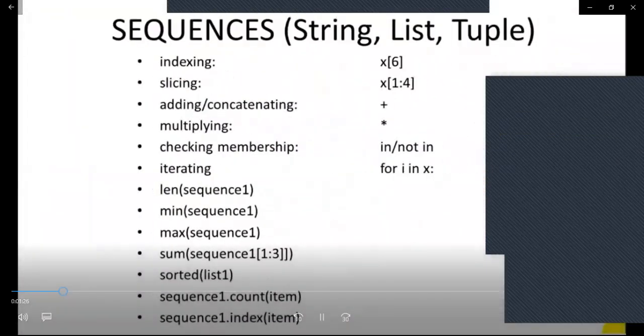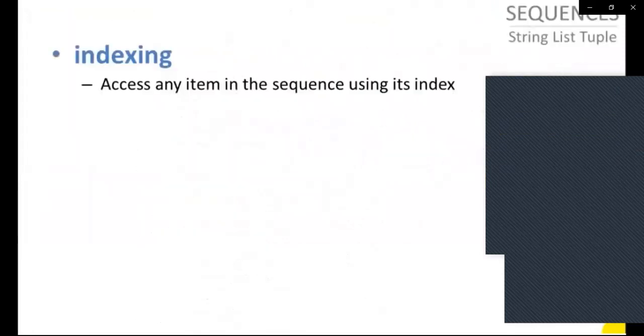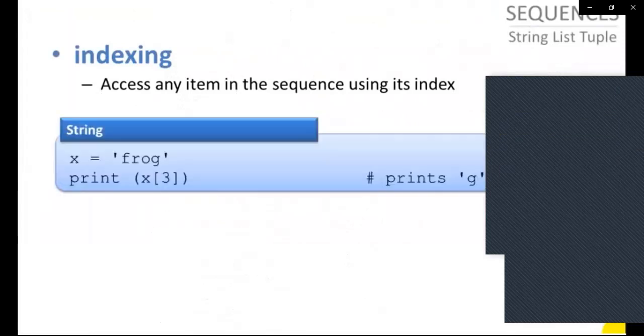Now, sequences include lists, tuples, and also strings. There are a bunch of different functions that are applicable to all three of these data types, and we're going to go into them in detail. So, indexing: you can access any item in the sequence instantly using its index. If you have 1 million items in your list and you want to access an item instantly, you can do that if you know its index.